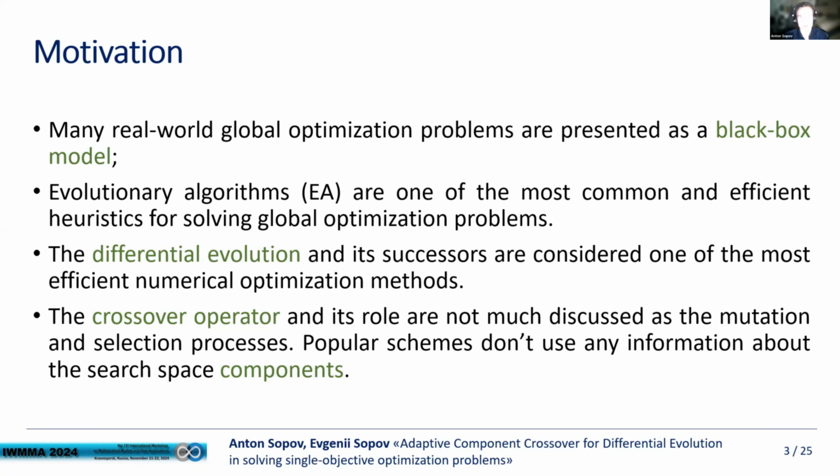The main operator of differential evolution is mutation, although it usually uses two more operators: the crossover and selection operators. While mutation and selection operators are widely discussed in many studies, the crossover operator is less discussed. And the popular adaptive schemes don't use any information about the search space variables and components, although it may affect the performance of the algorithm.